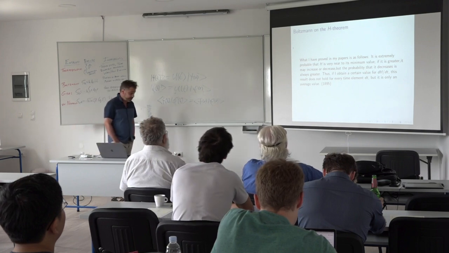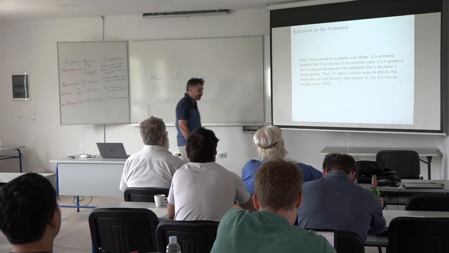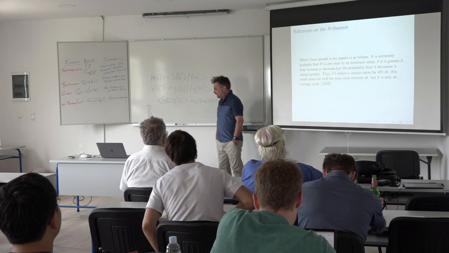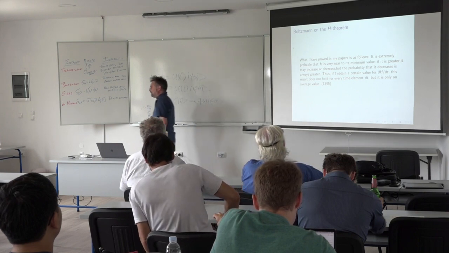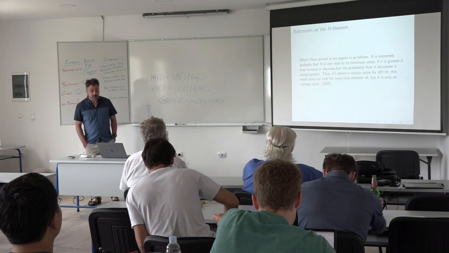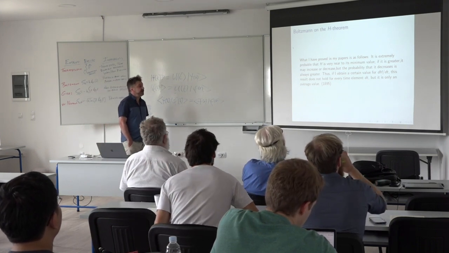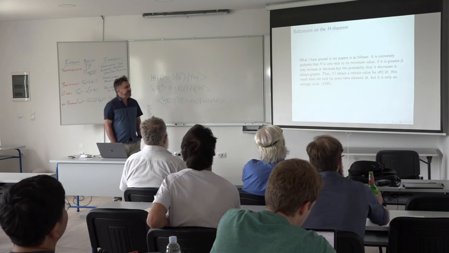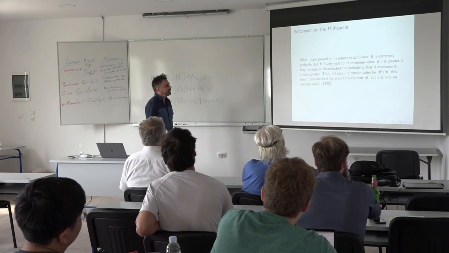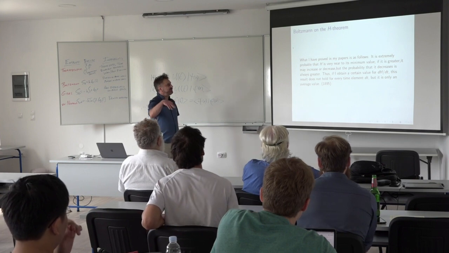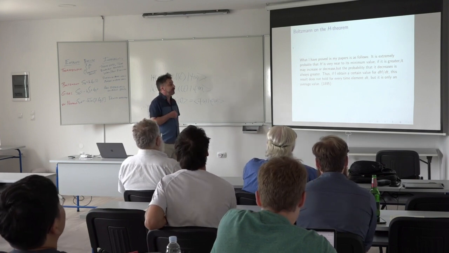And there is a discussion in the letters to Nature in 1895 with someone that asked, can someone please tell me what the H theorem proves? And Boltzmann eventually wrote in. And he said, what I proved in my paper is as follows. It's extremely probable that H is very near to its minimum value. It may increase or decrease, but the probability that it decreases is always greater.